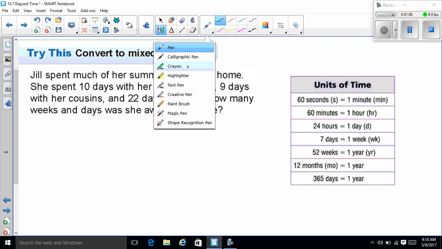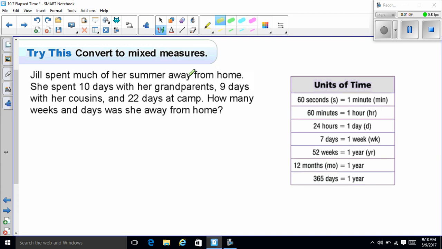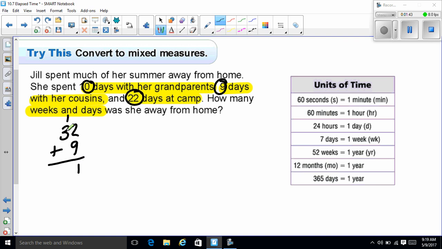So let's go ahead and locate my important information. I see that she was 9 days with her cousins, 10 days with her grandparents, and 22 days at camp. I want to go back and reread my question to make sure I understand what's being asked of me. It says, how many weeks and days was she away? So that's what I have to convert my days into. The first thing I'm going to do is add up the total amount of days. So 10 plus 9 plus 22. Well, 10 plus 22 is 32. And then if I add the 9, she was away for 41 days.